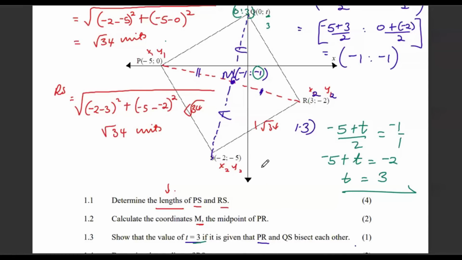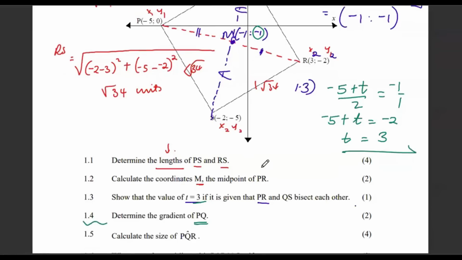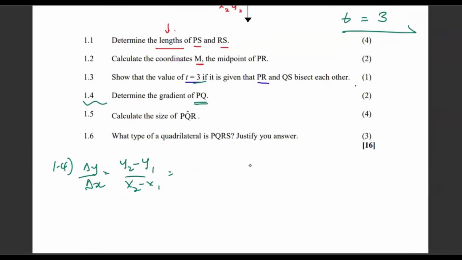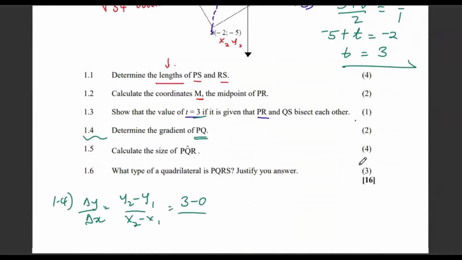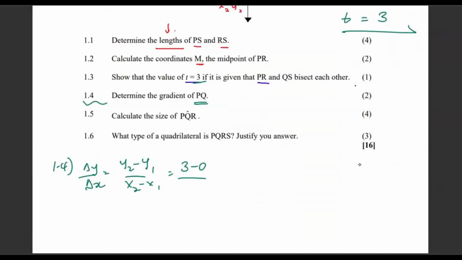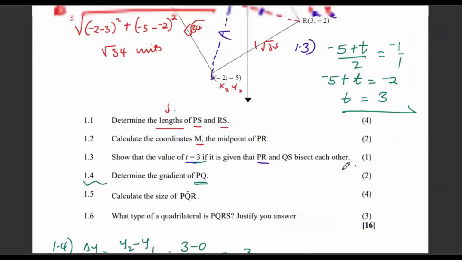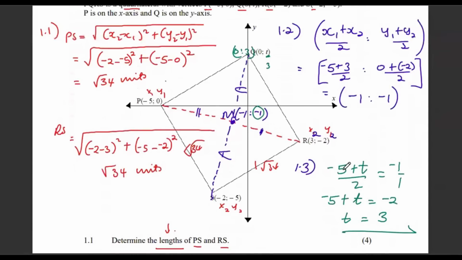So we're going to say 3 minus 0 over 0 minus minus 5. So this gives me a 3 over 5. We prefer leaving it as a common fraction that is simplified. So the change in y is 3, the change in x is 5.